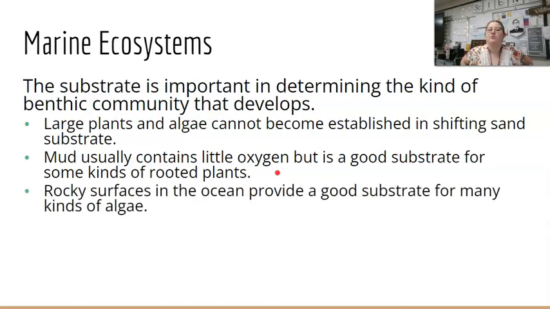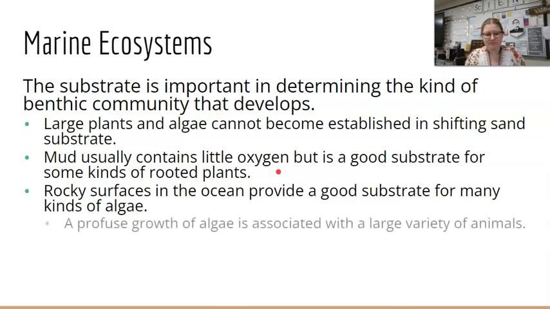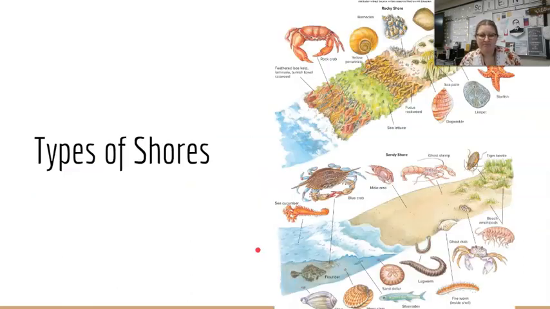Rocky surfaces in the ocean provide a good substrate for many kinds of algae. They just need that flat surface. And a profuse growth of algae is associated with a large variety of animals. So if we have a lot of algae there, that means we probably have a lot of other animals there that are able to feed on that algae.